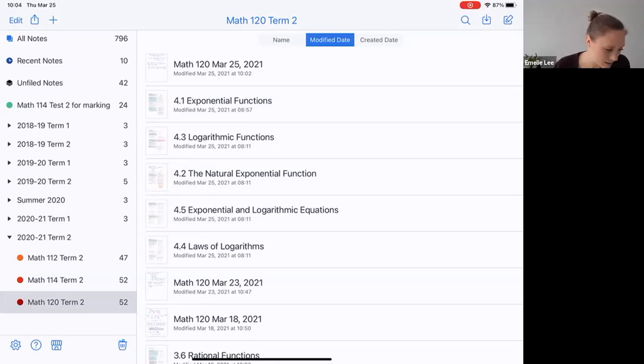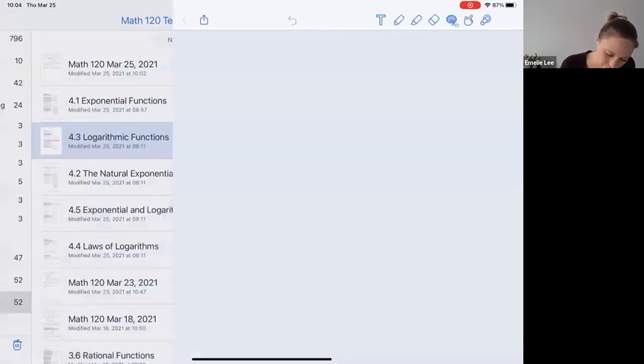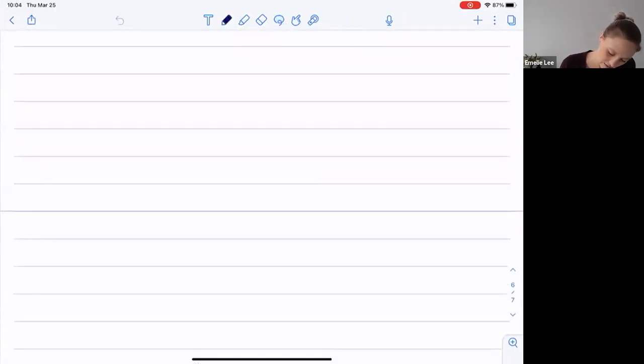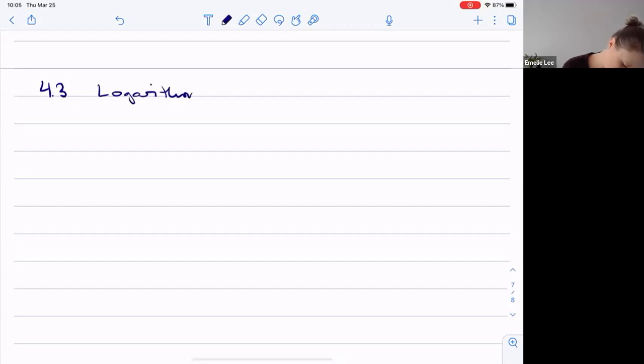So logarithmic functions, and I even gave the spoiler alert last day, logarithms are just the inverse of exponential functions. So we can start by looking at an exponential function. It doesn't actually matter which one. I'm giving a lot of blank space here. Okay, that's okay. 4.3 is on logarithmic functions.